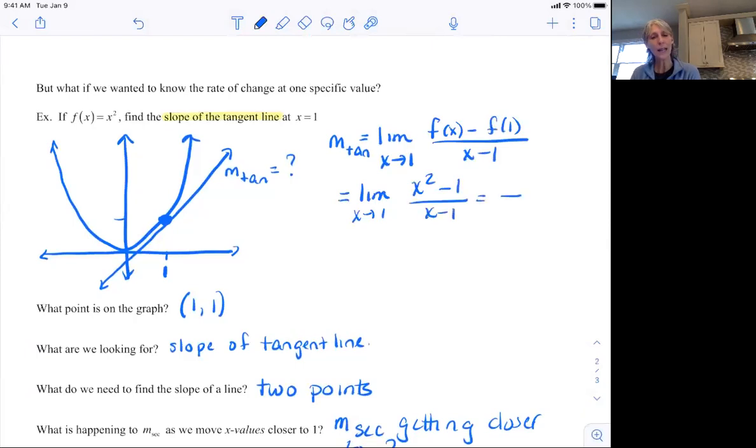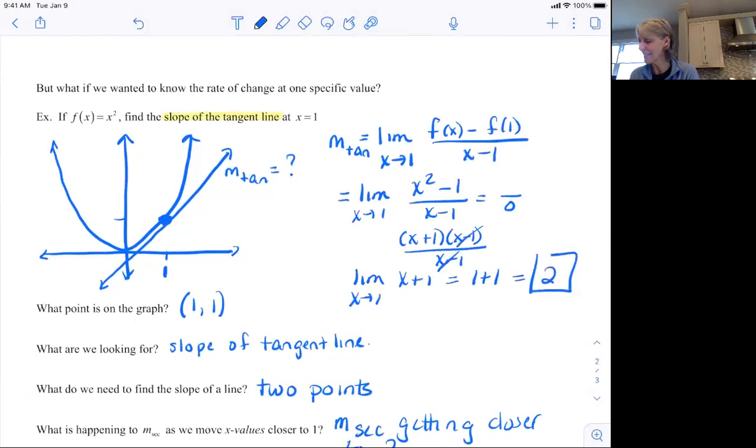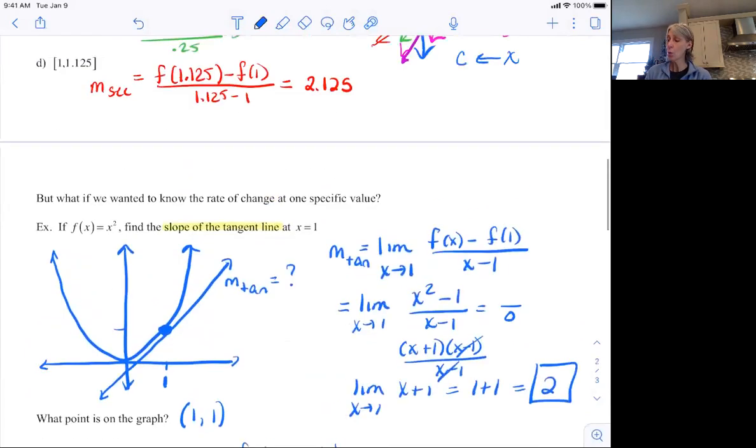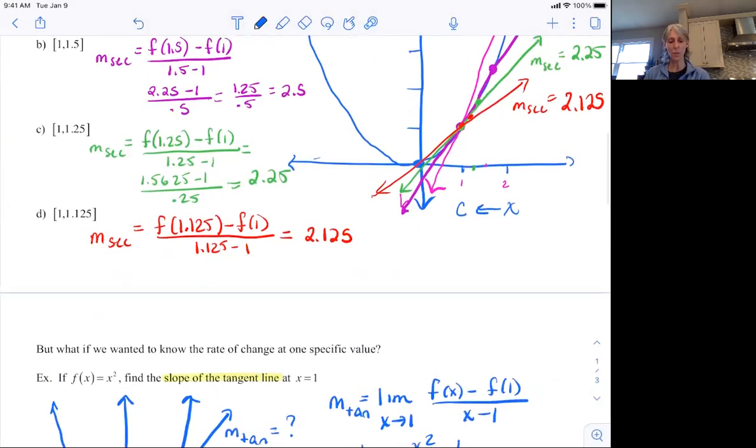When I evaluate that limit, I know I get a 0 in the bottom. So I have to factor and reevaluate the limit. The limit as x approaches 1 of x plus 1, and my slope is indeed 2. So the instantaneous rate of change, or the slope of the tangent line, at that point is 2, which makes sense from what we did above.